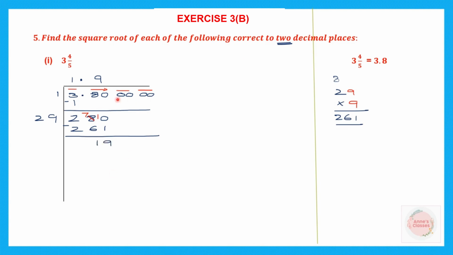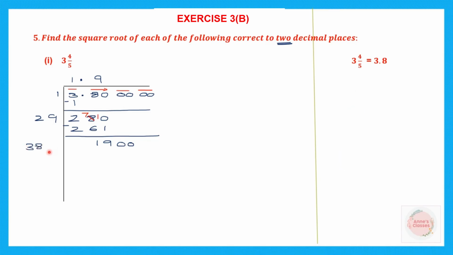Now we bring down the next pair of digits, which is two zeros. We bring it down and put it here. So we have two zeros. Now we have 1.9. We're going to read it as 19. We're going to double it. That means we're going to multiply it by 2. So we're going to take it as 19 and multiply it by 2. 2 nines are 18, carry 1. 2 ones are 2 plus 1 is 3. So that is 38.